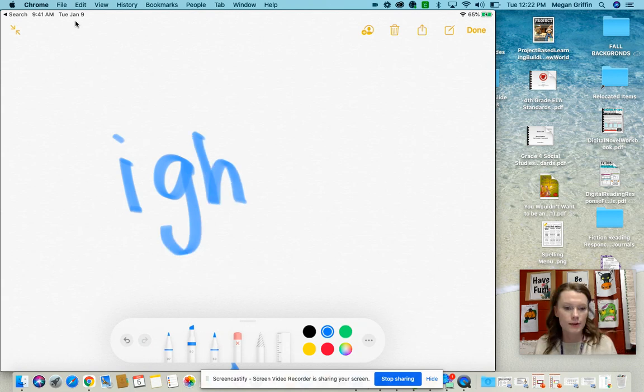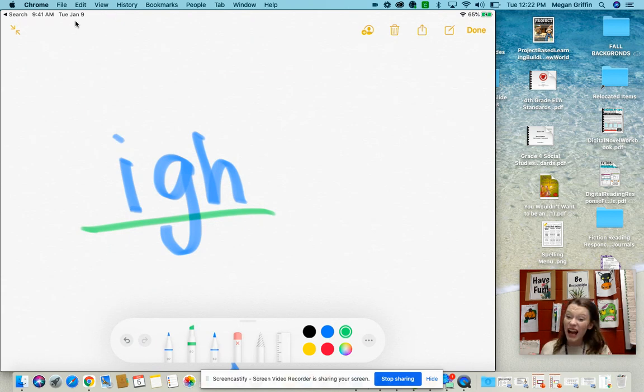It looks like this. When you see it, sometimes it's got a T after it, but we know that IGH is going to make the I sound. Okay, it just makes the I sound. So you can kind of pretend like the G and H give that I an extra kind of boost, and it's going to make its long vowel sound.